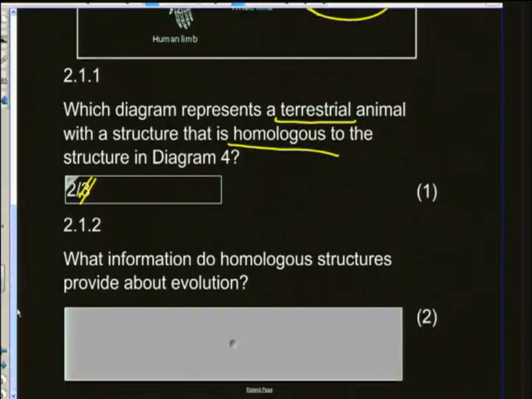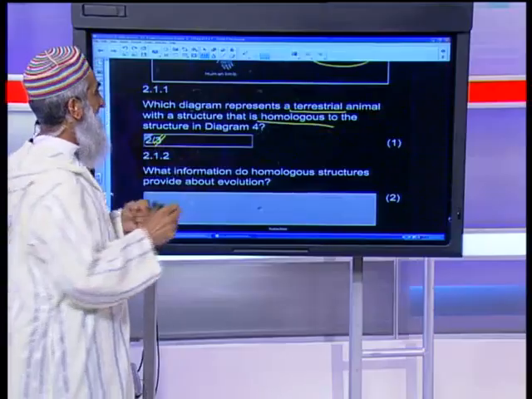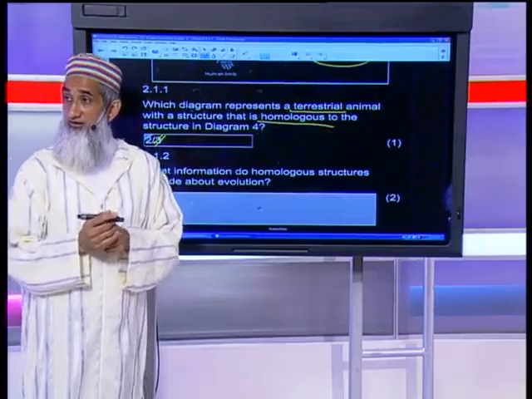Team Red, we're going to win. What information do homologous structures provide about evolution? What do homologous structures tell us about evolution? They provide information that species with similar structures evolved from common ancestors. Excellent. They're talking about common ancestry. They were just acting. Now the real thing has come out.